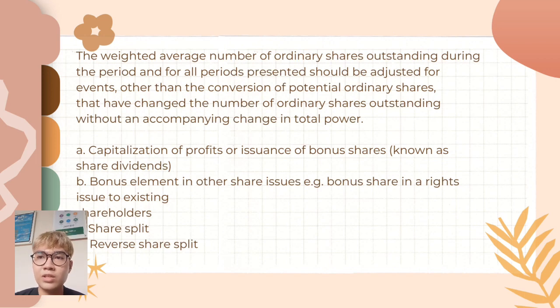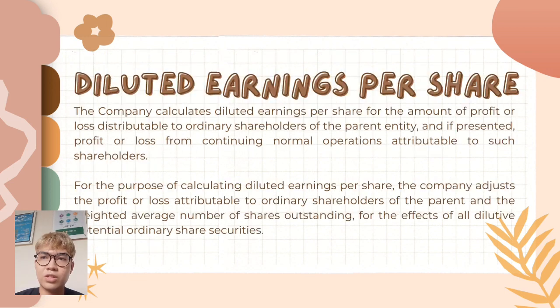The first one is capitalization of profits or issuance of bonus shares, known as share dividends. The second is bonus element in other share issues, for example, the bonus element in rights issues to existing shareholders. The fourth is share split and the fifth is reverse share split.